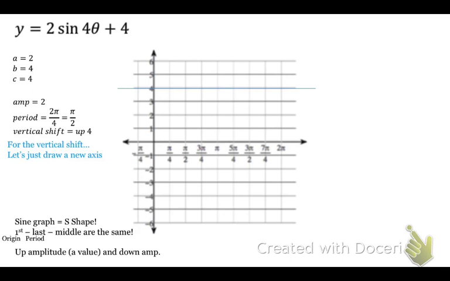Now, let's draw this. First, last, and middle are the same, and you start at your origin, except we're working off of our new axis. So our new origin is right there. Last point is at whatever my period is, which is pi halves, so right there. And then halfway between, pi fourths, right there. Then halfway between those, you go up your amplitude, up 2, and down your amplitude, down 2. And there is that S shape again. It's kind of like a twisted, weird, backwards S, but still it's an S shape per se.